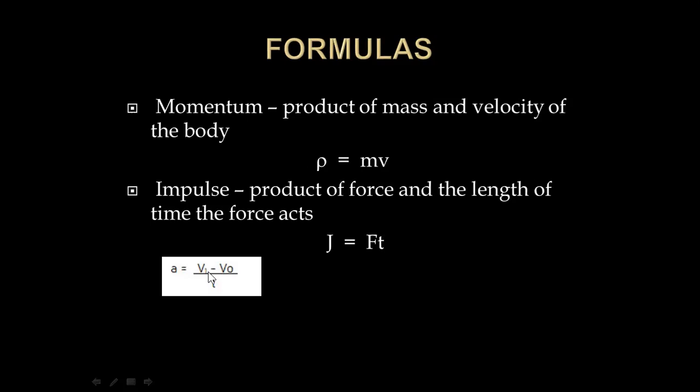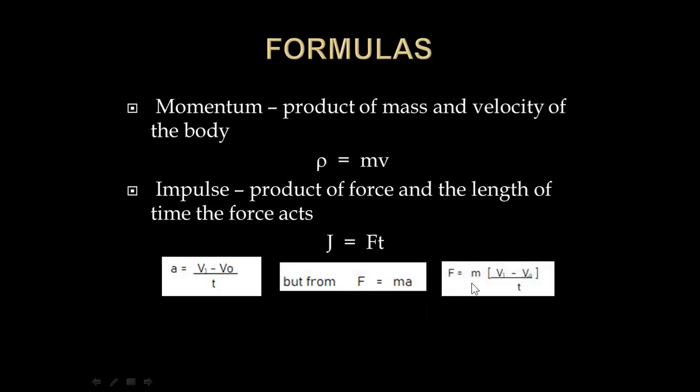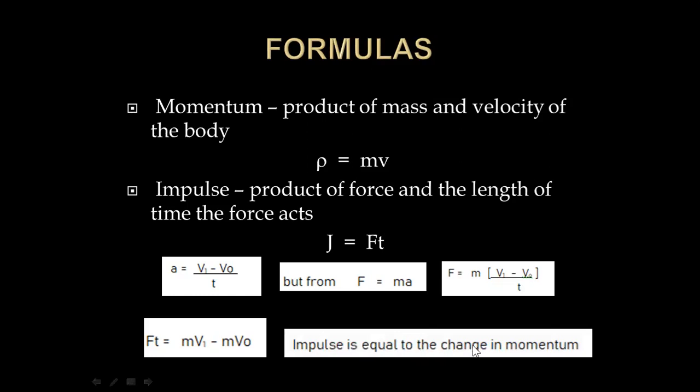Remember that acceleration is the ratio of change in velocity per unit of time, and Newton's second law of motion is F is equal to ma, or force is equal to mass times acceleration. If we're going to substitute the change in velocity per unit of time in this equation, it becomes force is equal to mass times change in velocity per unit of time. If we cross multiply time to the left side of the equation, this becomes impulse as force times time is equal to mass times the final velocity minus mass multiplied with the initial velocity. Hence, impulse is equal to the change in momentum.